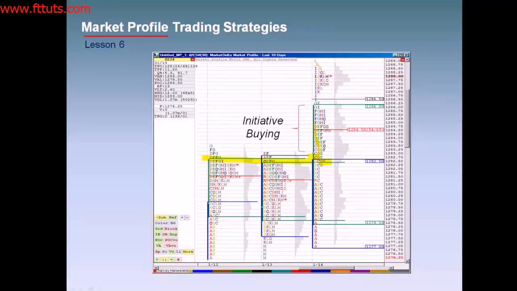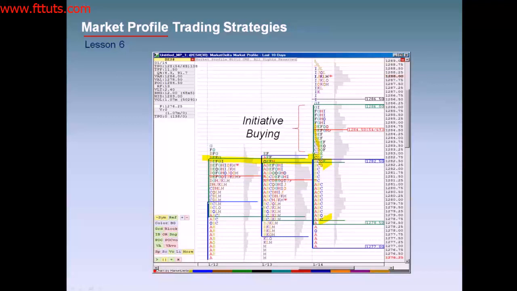So now period D has a higher high than period C. Now remember our definition of an uptrend: higher highs and higher lows. Take a look at period C and where the low was for period C, and then take a look at period D and where the low was for period D. We have a higher high for period D and a higher low. Classic definition of an uptrend. So I have the characteristics of initiative buying.